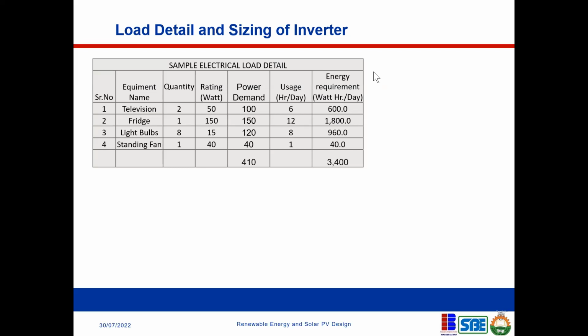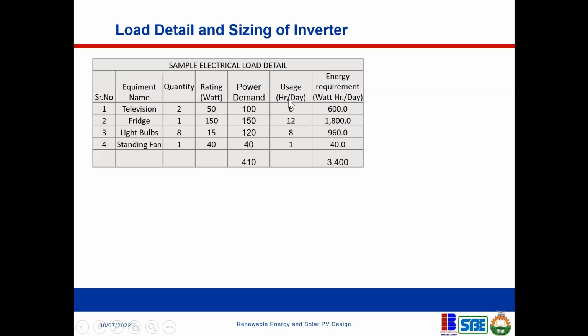If you look at the table, you see the equipment that needs to be powered, the quantity, and their ratings. And then here you have the power demand for the sum of the equipment. So you have 2 televisions, 50 watts each. The 2 of them will give you 100 watts. You have 1 fridge, 150 watts, which gives you 150 watts. You have 8 light bulbs, 15 watts each, which gives you 120 watts all together. Then you have 1 standing fan, 40 watts, and you have 40 watts. So when you sum up all of their power requirements, you have 410 watts. Then you need to also understand the hours of usage.